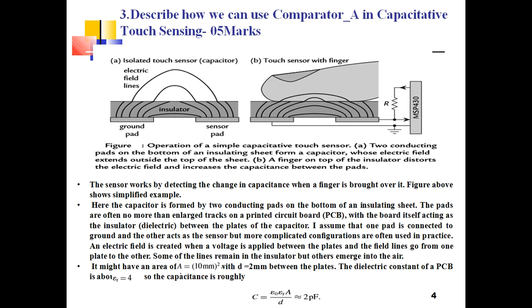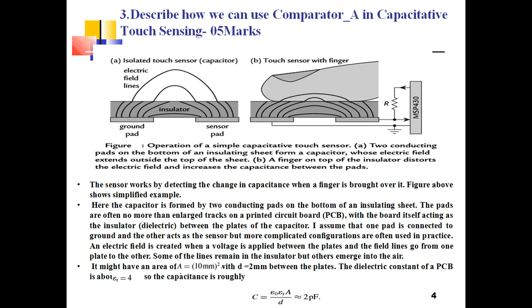the capacitor. Here we can assume that one pad is connected to the ground and the other acts as a sensor, but more complicated configurations are often used in practice. That is, an electric field is created whenever voltage is applied between the plates, and field lines go from one plate to another. Some of the lines remain in the insulator, but others emerge into the air.